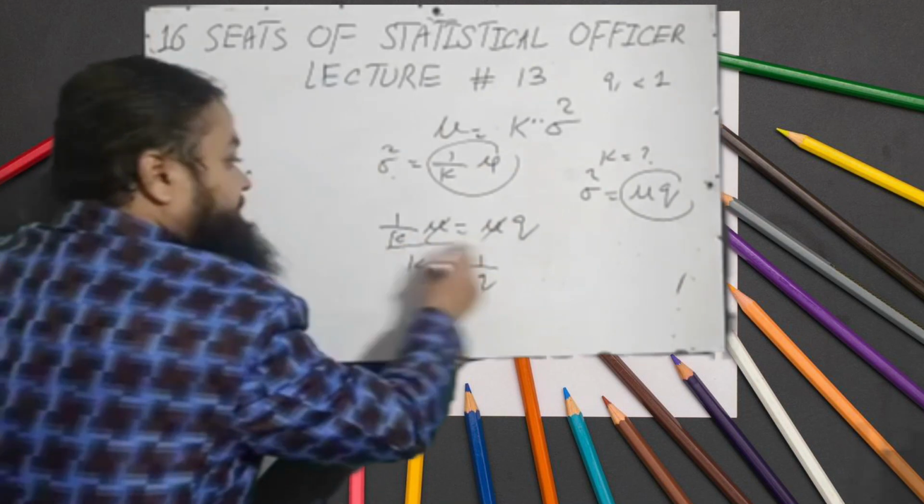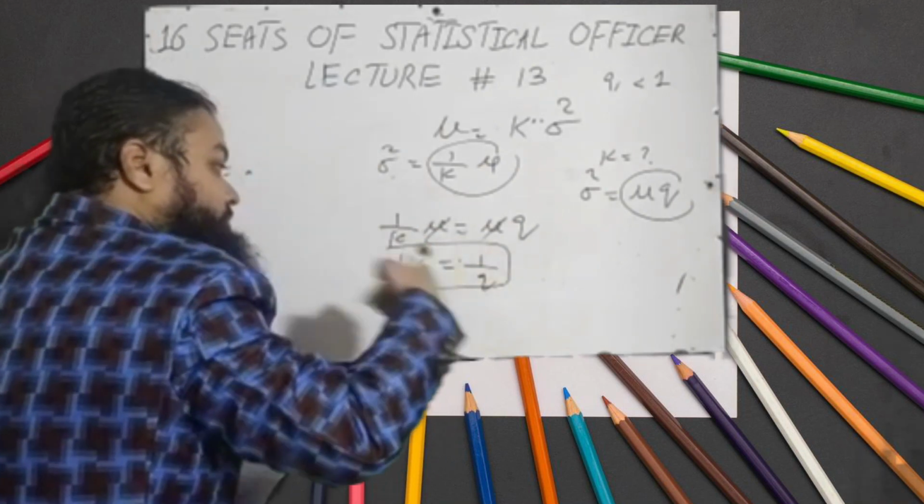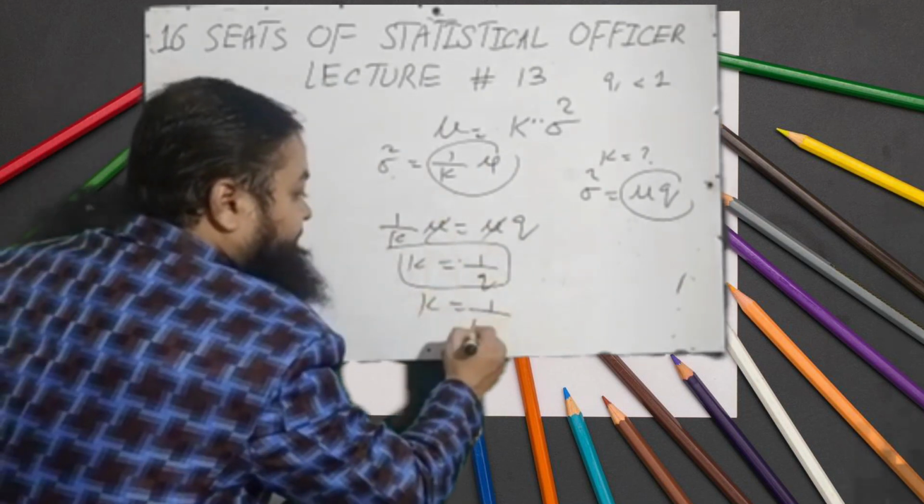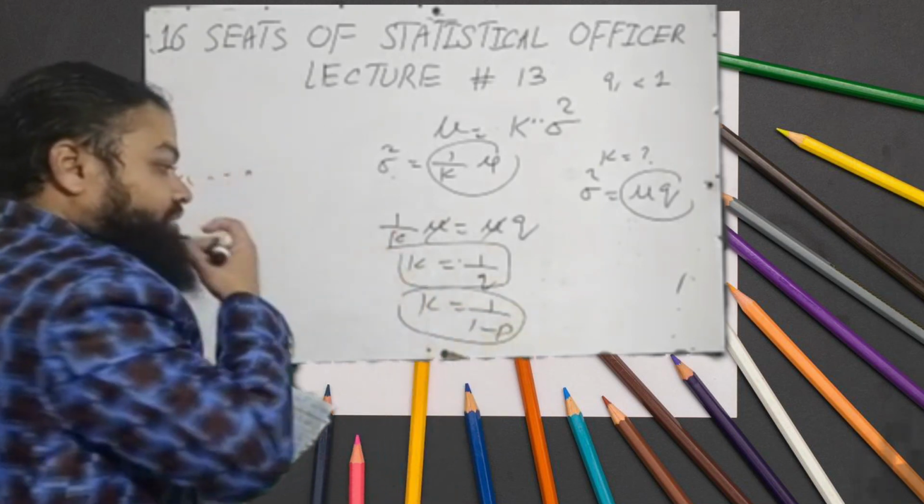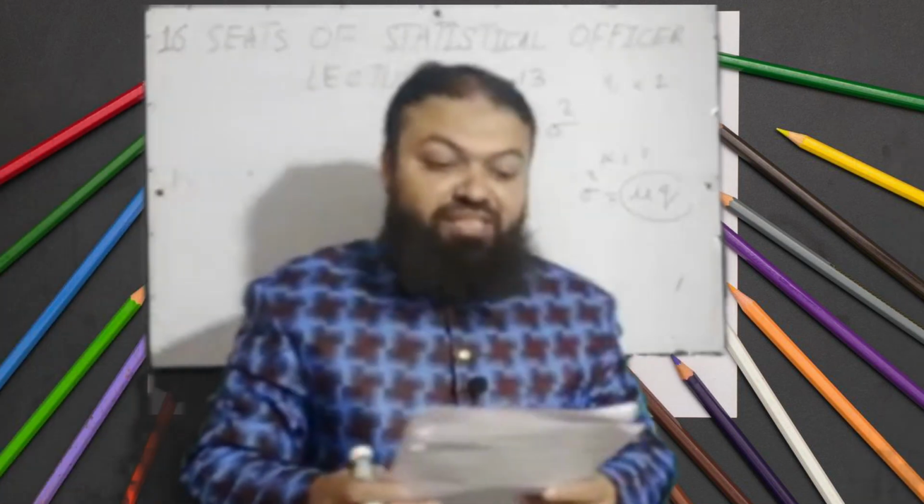It means k is equal to 1 over q, and the option in the exam can also be 1 over 1 minus p. This is the option. Actually, k is equal to 1 over 1 minus p.